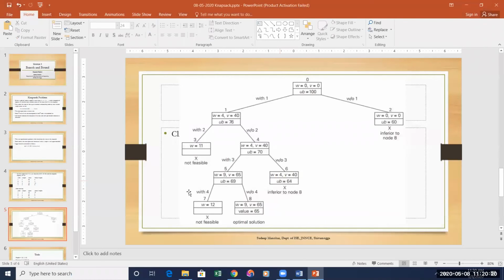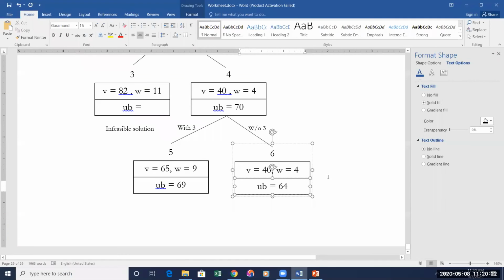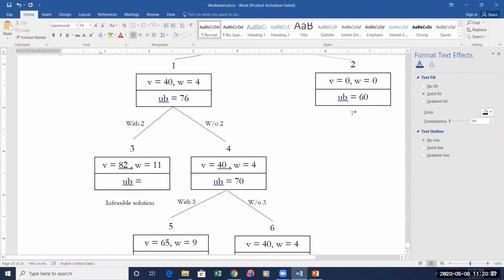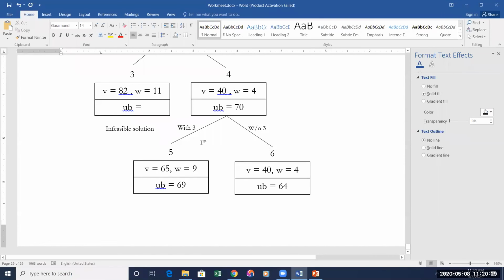Yes, we got it correct. Now, which are the live nodes that are present? So node number 2 is a live node. A live node should be a leaf node and should not be an infeasible solution. They are called live nodes. 69, 64, 60, which is highest? Highest is 69 itself. Therefore, we continue with this.